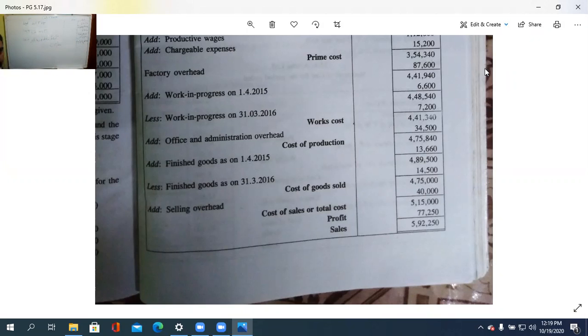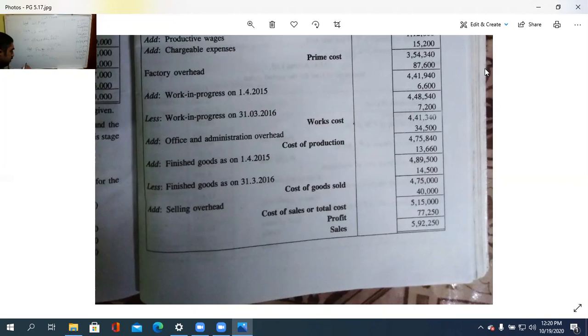Then along with this, finished goods to be added because we need to adjust the finished goods before the selling and distribution. So FG opening, finished goods opening is how much? 13,660. So how much? 489,500 is the total. Less closing FG, finished goods. Okay, it is 14,500. Then COGS, cost of goods sold, we got it. So 4,75,000.